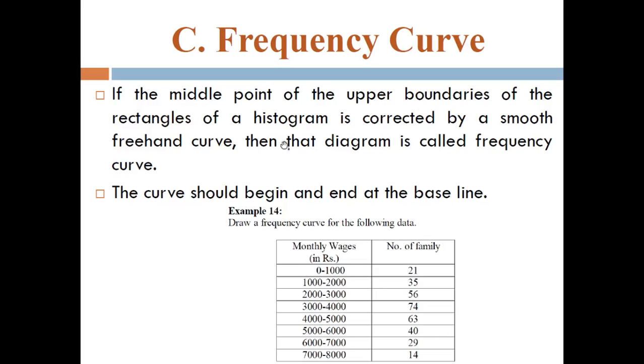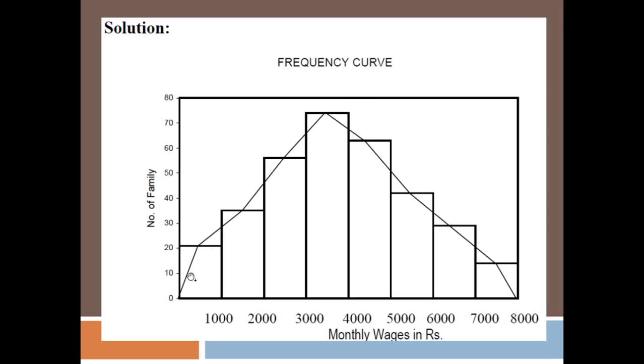Next one is frequency curve. If the midpoints of the upper boundary of the rectangles of a histogram are connected by a smooth freehand curve, then that diagram is called a frequency curve. The frequency curve plays a very important role in finding the nature of skewness and the extent of the data frequency distribution. The shape of the frequency curve gives us a lot of information about the data. Look here, this is the frequency curve. It must be smoothly drawn.